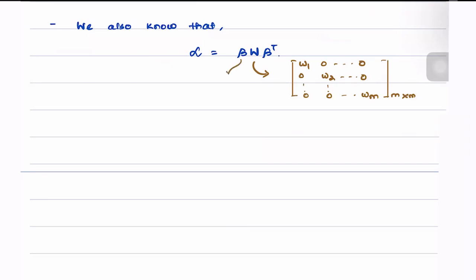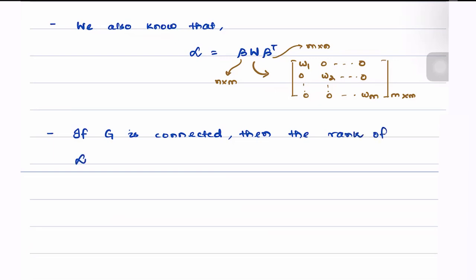And we know that the rank of B is N cross M and the rank of B transpose is equal to M cross N. In the previous topic, when we were studying the Laplacian matrices, we discussed one more property for a Laplacian, which says that if G is connected, then the rank of the Laplacian matrix L is equal to n minus 1 for a connected graph.